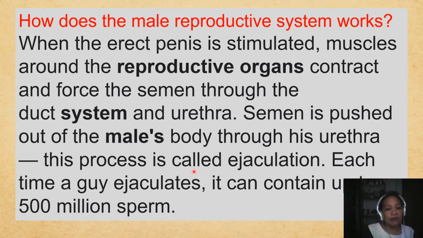Each time a guy ejaculates, it contains up to 500 million sperm. 500 million, so many sperm, every time you go through this kind of ejaculation.